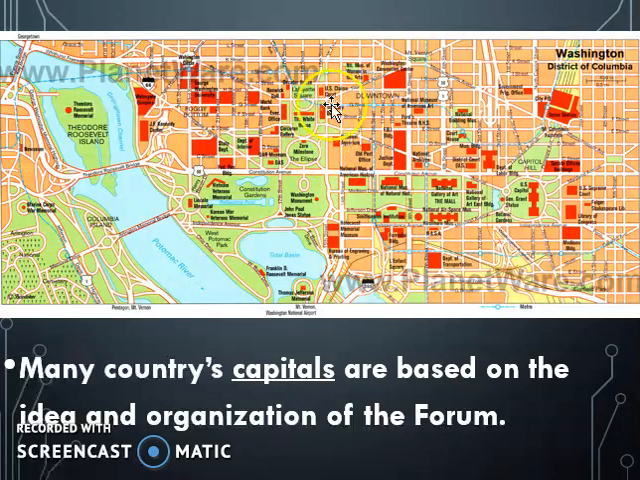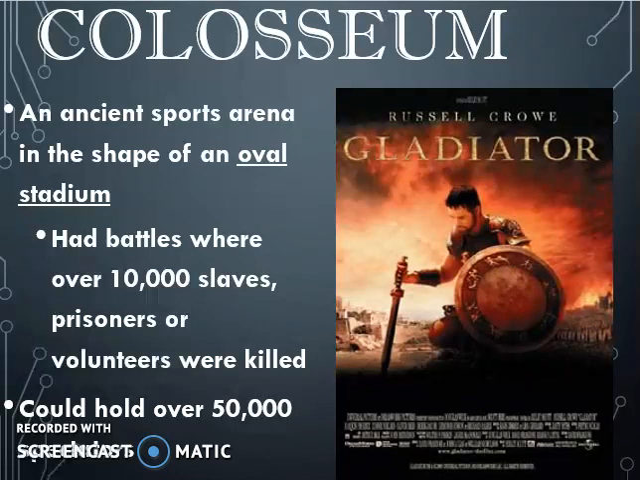But you notice that there's not a bunch of houses all around here. The houses are going to be on the outskirts, okay, because the government buildings are in the center, the housing is on the outside. That's how Rome did it, and a lot of areas today, capital cities, are structured the same way. The Colosseum is a very important historical site.